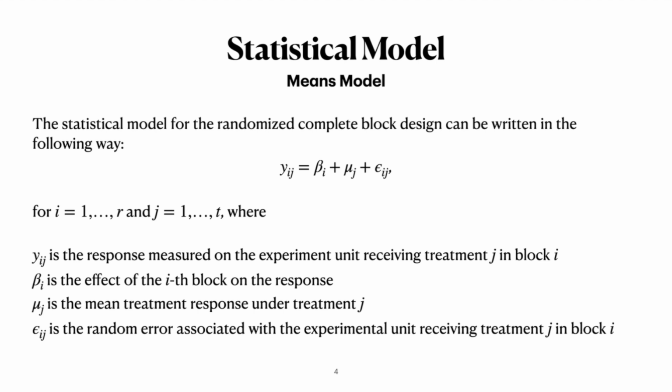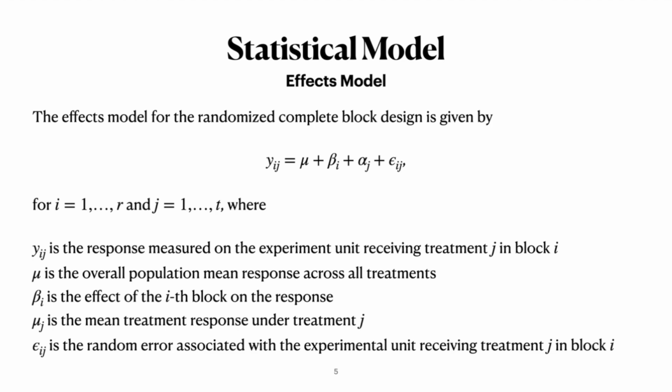So y sub ij is the response measured on the experimental unit receiving treatment j within block i. So the first subscript, the i, corresponds to the block number, and the second subscript, j, corresponds to the treatment that has been assigned to an experimental unit. Now, beta sub i is the effect of the ith block on the response variable y. Mu sub j is the mean treatment response under treatment j. And then epsilon sub ij is the random error associated with the experimental unit receiving treatment j within block i. So again, this is the means model representation of the statistical model for the randomized complete block design.